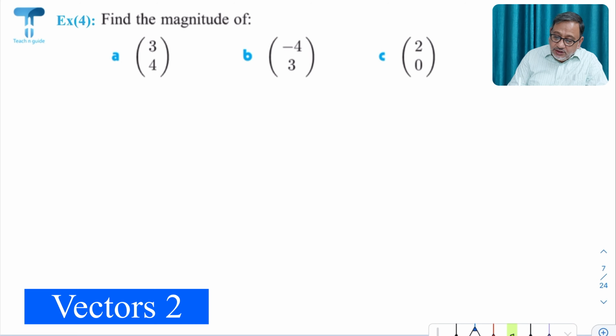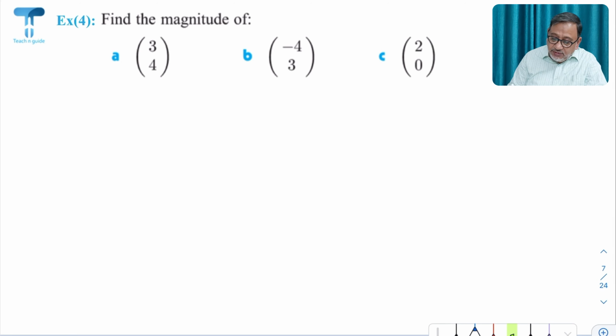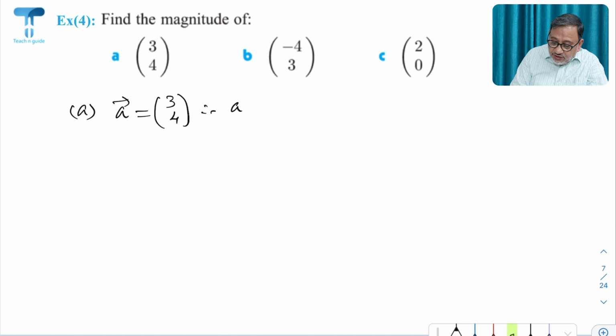Now here some vectors are given and we have to find their magnitudes. So let me write a part of it. We are going to find their magnitudes. Okay, no problem. So let me call it vector A, 3 and 4. So therefore magnitude of A will be square root of 3 square plus 4 square, 3 square 9 plus 16, 25, which will be 5 units.